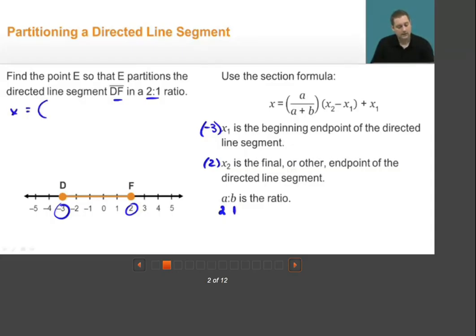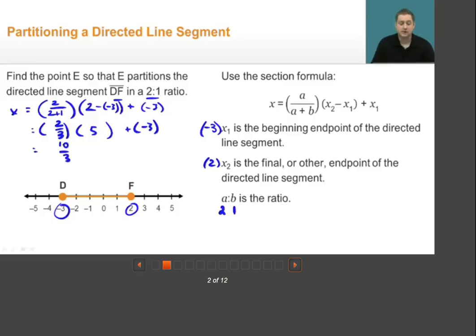A is 2. A plus B would be 2 plus 1, or 2/3. Multiplying by the length of the line segment, we already said the length is 5, and that's found by taking 2 minus -3. 2 minus -3 is the same thing as 2 plus 3, or 5. And then we're adding x sub 1, which is -3. Well, 2/3 times 5 is equivalent to 10/3.